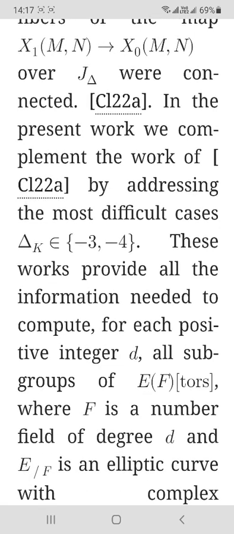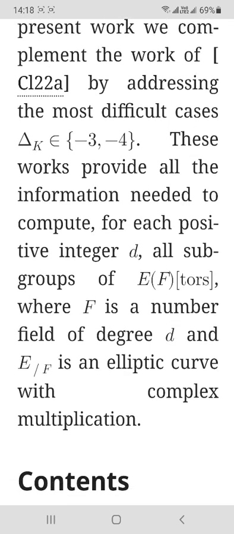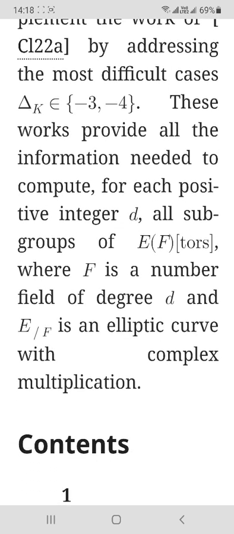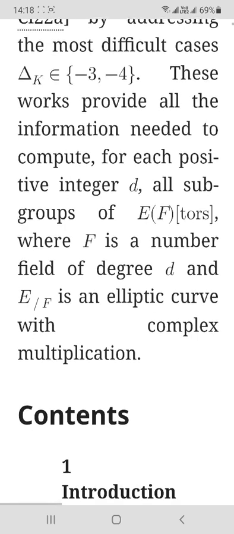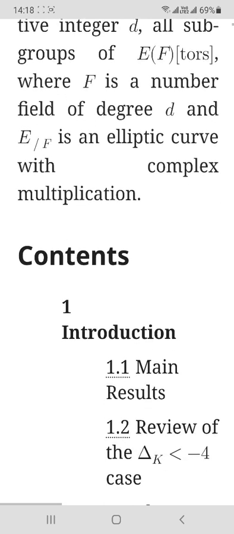In the present work, we complement the work of CL22A by addressing the most difficult cases, delta K belongs to {-3, -4}. These works provide all the information needed to compute, for each positive integer d, all subgroups of E(F) torsion, where F is a number field of degree d, and E over F is an elliptic curve with complex multiplication.